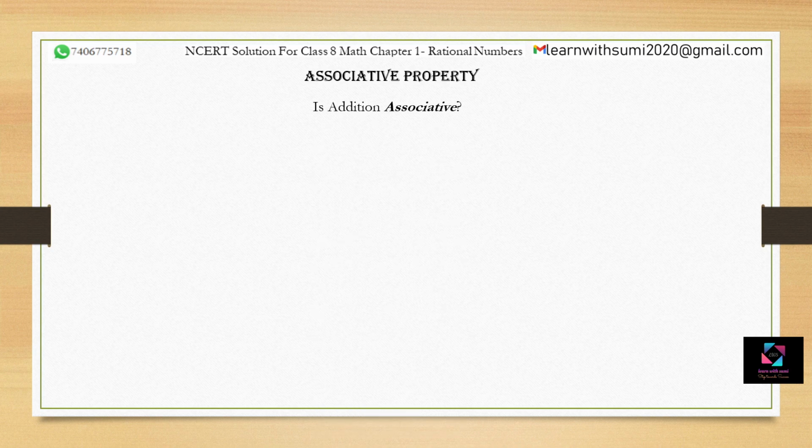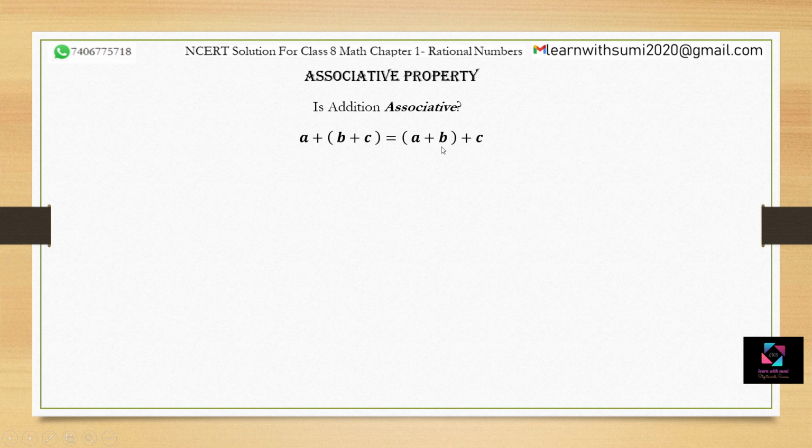Is addition associative? If it is associative, then it must satisfy the given condition, that is a plus (b plus c) is equal to (a plus b) plus c. So you are adding b plus c first, then whatever answer you get you add with a. Here you will add a plus b first, then whatever resultant you get from a plus b you add with c. Later you have to compare whether the answer you got here is equal to the answer of the other side or not.